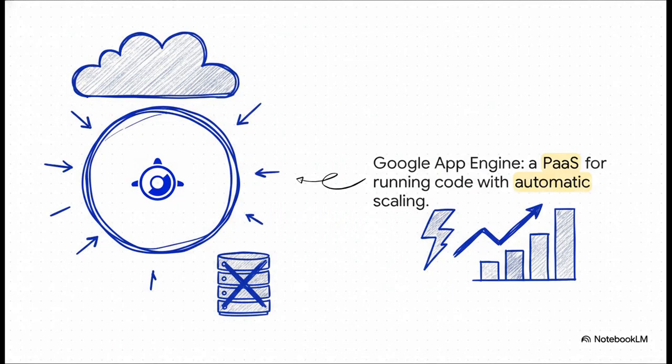App Engine is really built for simplicity. It's a fully managed platform, which means you can just focus on writing code. You don't have to think about setting up servers or load balancing or any of that stuff. App Engine just handles it all for you, and it automatically scales up and down depending on how much traffic you're getting. It's awesome for getting web apps and APIs up and running fast.